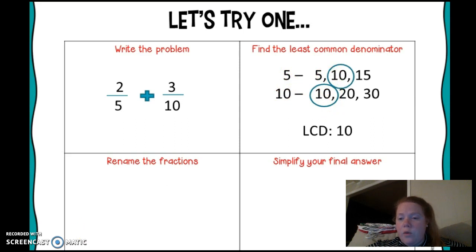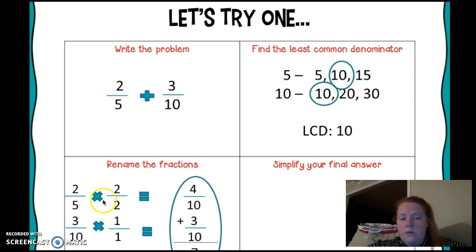Moving on to step 3, we're going to solve. All right, this is the big step where we solve. We can rewrite our fractions 2/5 and 3/10, and then we're going to do the operation that we did to make the least common denominator. But remember, whatever you do to the denominator, you have to do to the numerator. So how many groups of 5 would we have to make to get a denominator of 10? 2. So you're multiplying 5 times 2 equals common denominator 10.